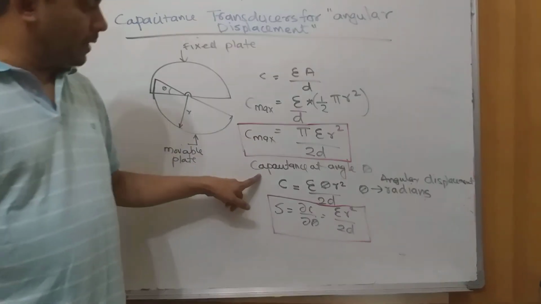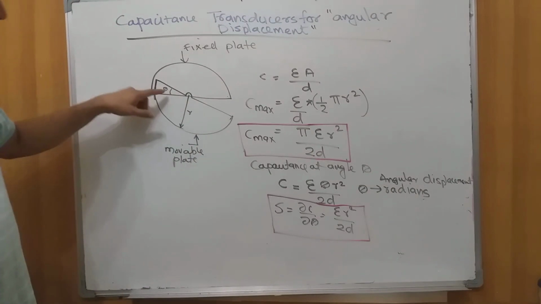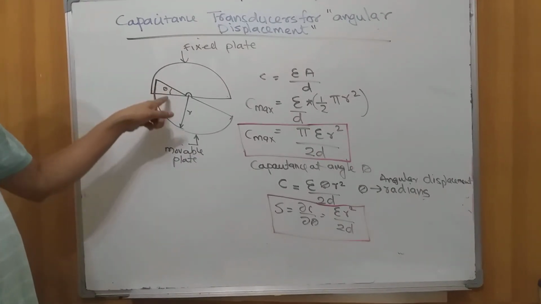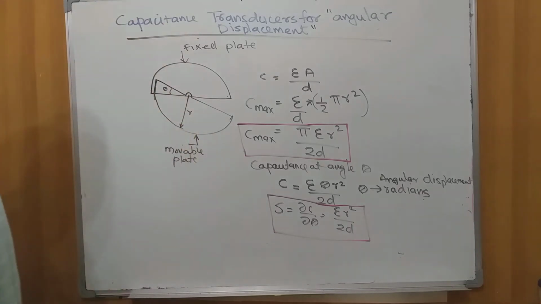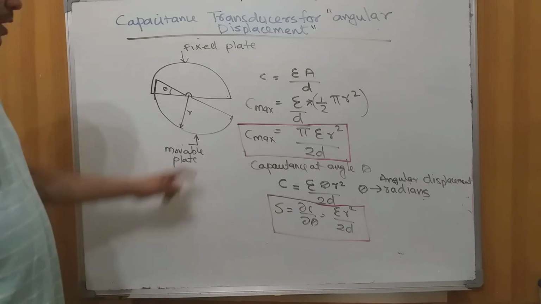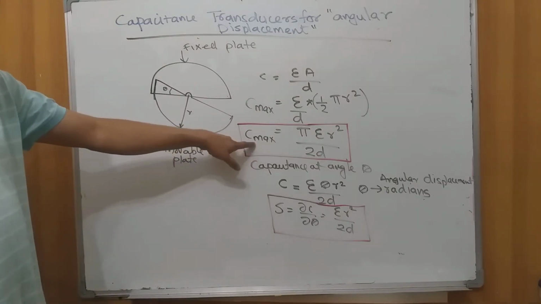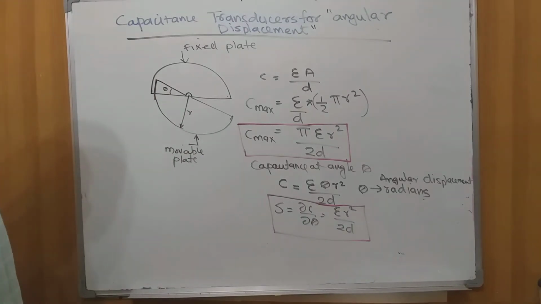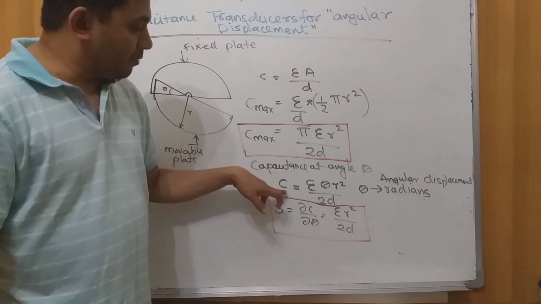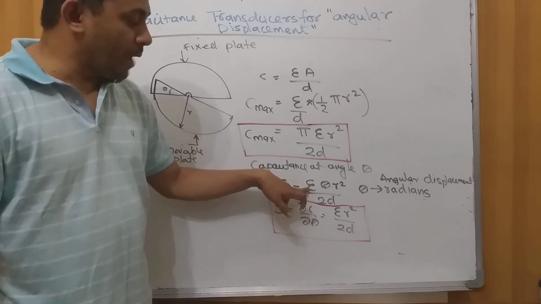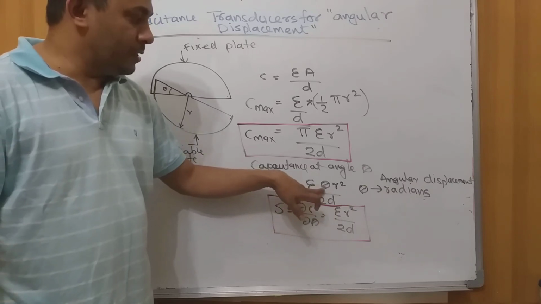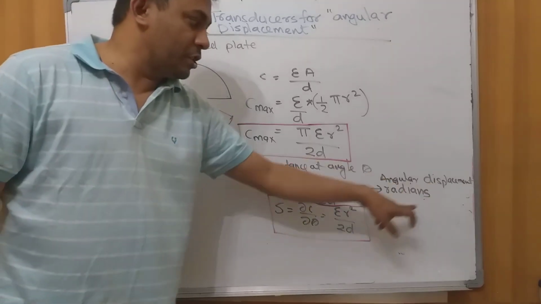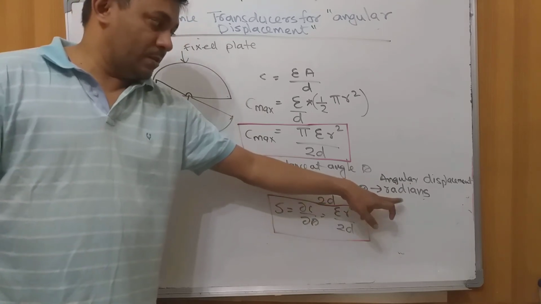It can also be calculated based on the angle theta. Let us assume that this is the reference axis, and this angle is theta. You can change this angle from 0 up to a maximum of 180 degrees. We get the maximum value, C max, when theta is equal to 180 degrees. Applying the same logic, C is equal to epsilon into theta r square divided by 2d. But be careful here: theta is the angular displacement and is supposed to be in radians.